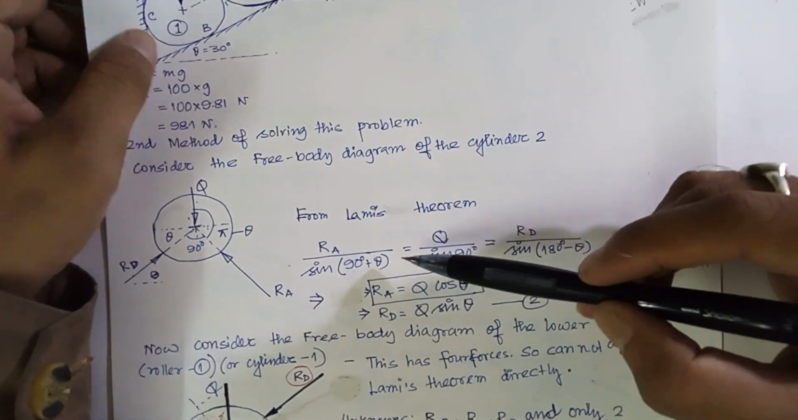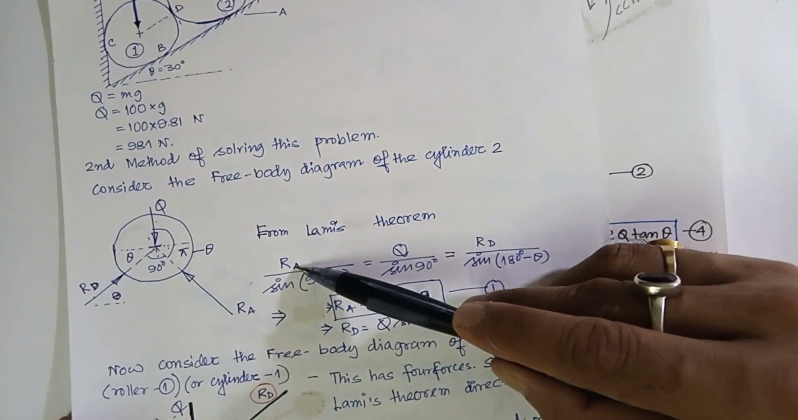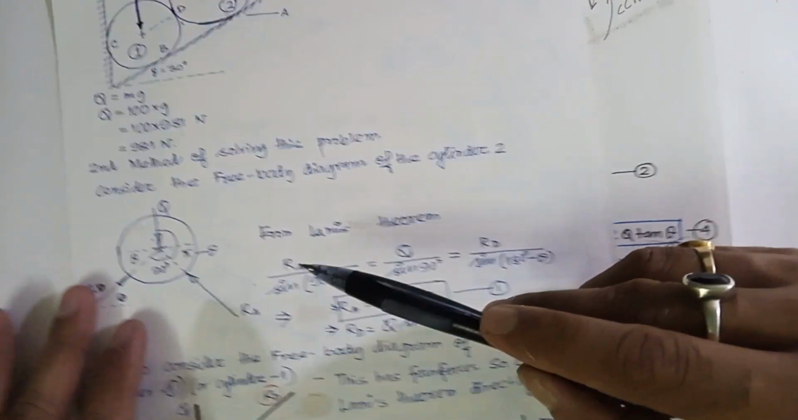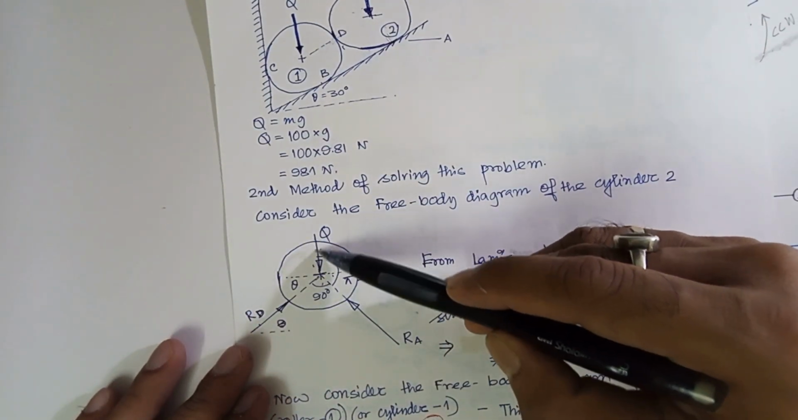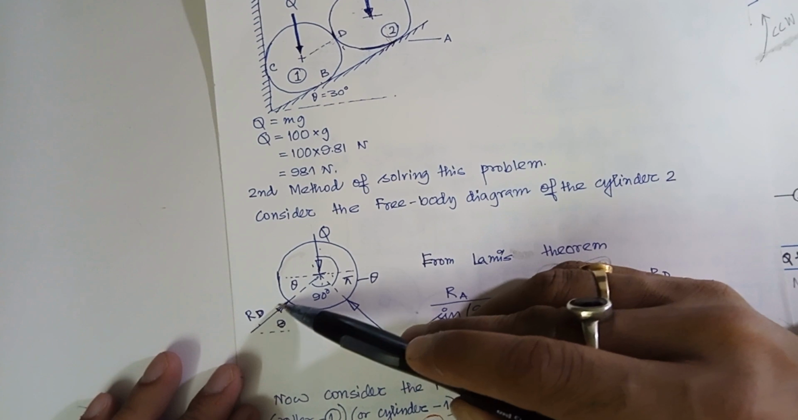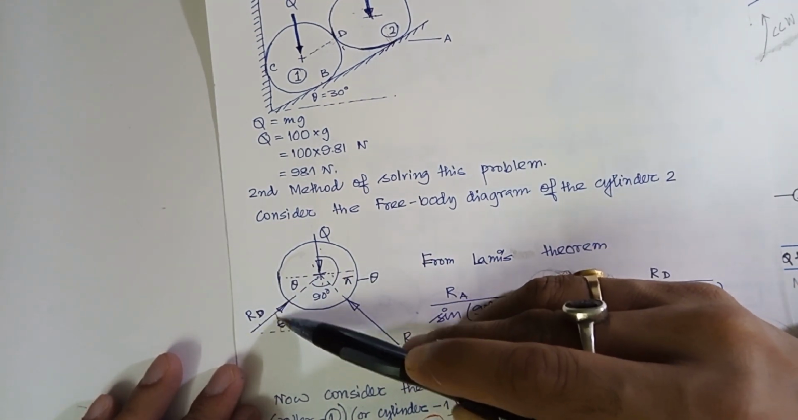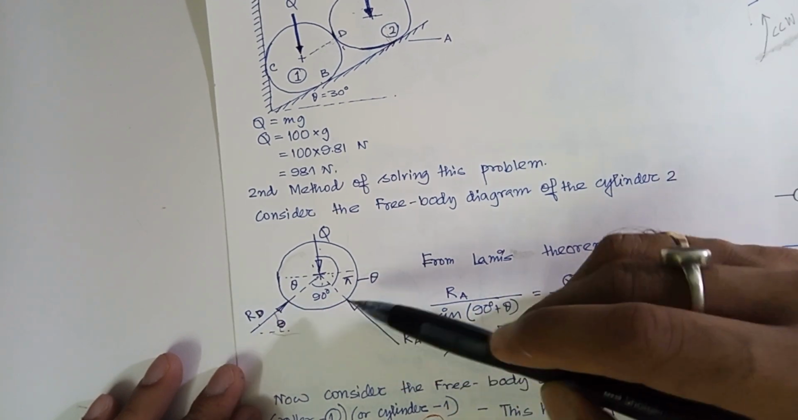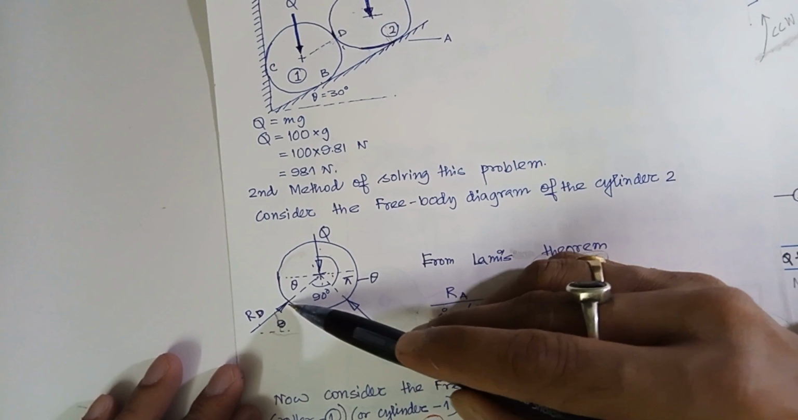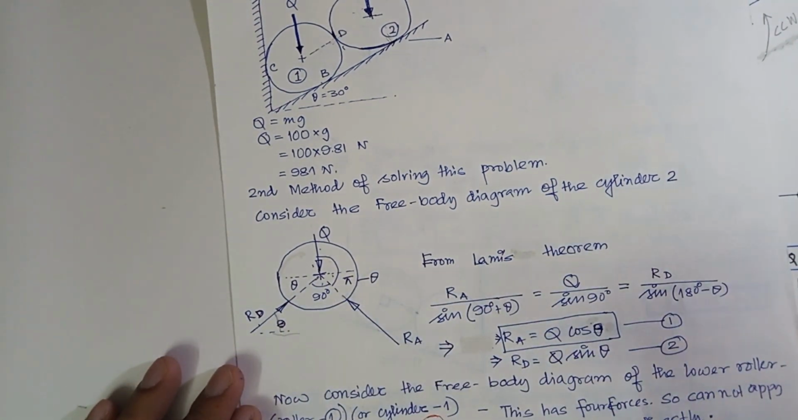So we have applied Lami's theorem. So we can write RA by... Now let us first identify the angles. So you see that this is vertical, this is along this direction. What is that direction? This is theta. This angle is theta. This line is horizontal. This is theta, and this is perpendicular to this. That means this line and this line, they are perpendicular to each other.